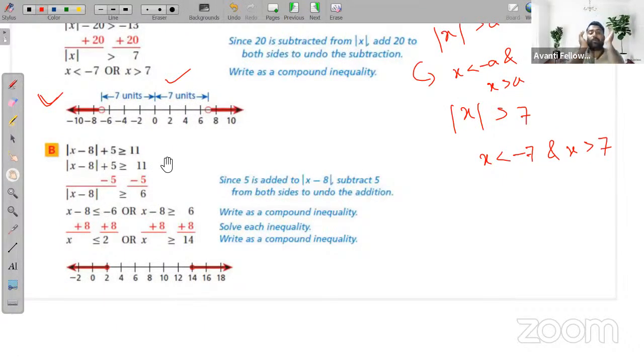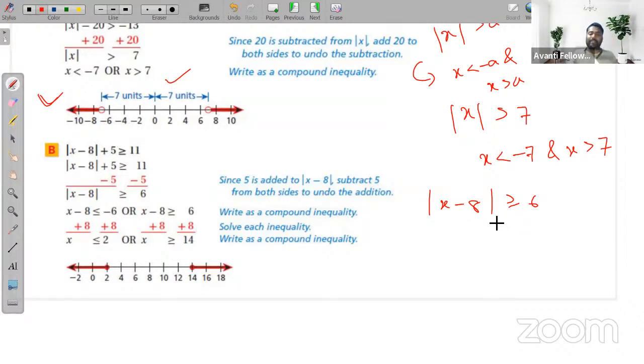Next one: mod of x minus 8 plus 5 is greater than or equal to 11. For solving this inequality, what do you have to do first? Subtract 5 from each side. After subtracting 5 from each side, we get mod of x minus 8 is greater than or equal to 6.